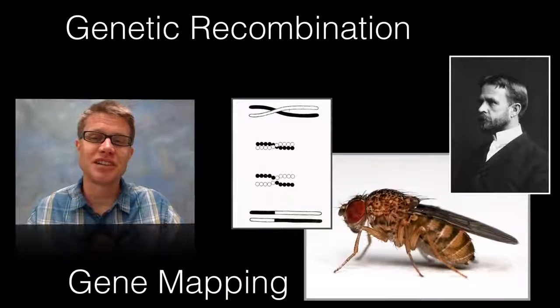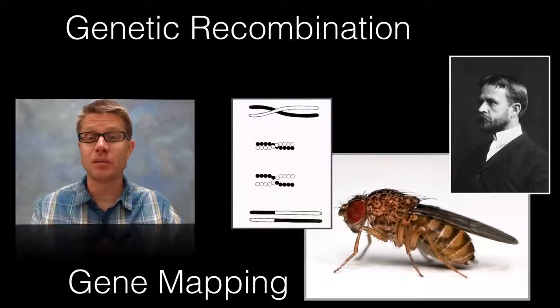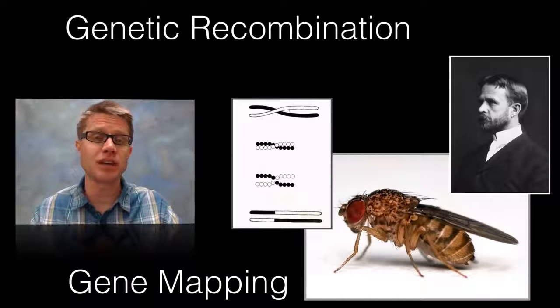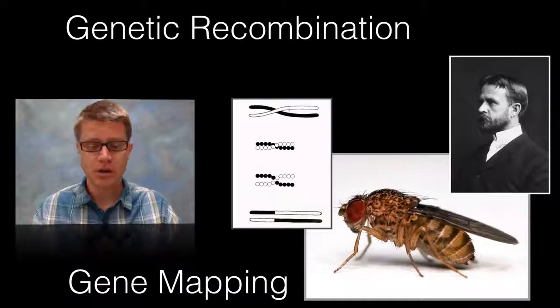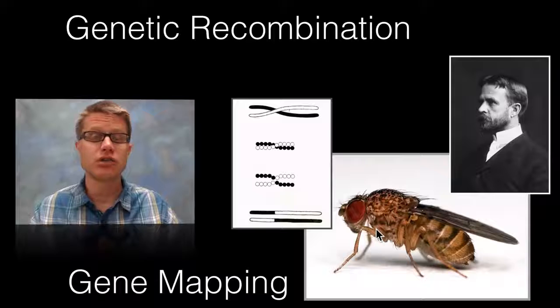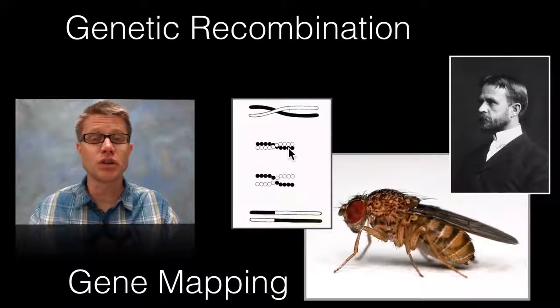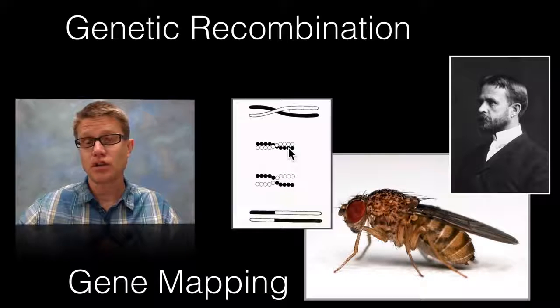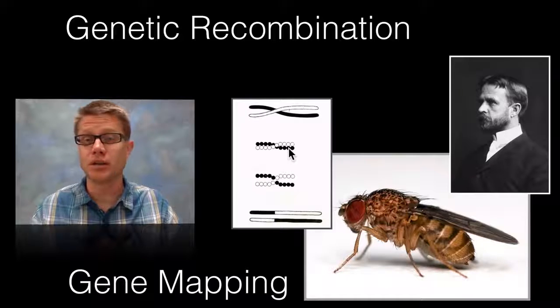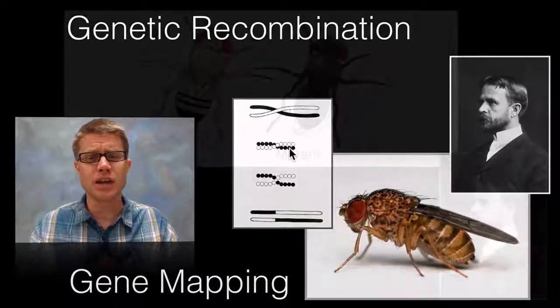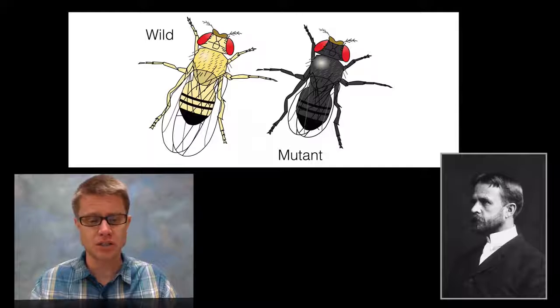Hi, it's Mr. Anderson, and in this video I'm going to talk about genetic recombination and gene mapping, and it centers on the work of Thomas Hunt Morgan, who used fruit flies to show that genes just don't travel by themselves. They actually travel on chromosomes, and as those chromosomes undergo what's called crossing over, genes from one chromosome are actually going to swap position with genes from another chromosome. And so before we get to that, we should talk about fruit fly genetics for just a second.